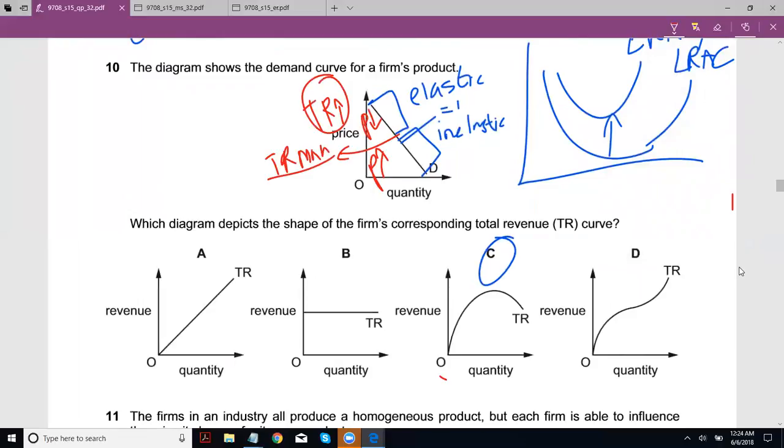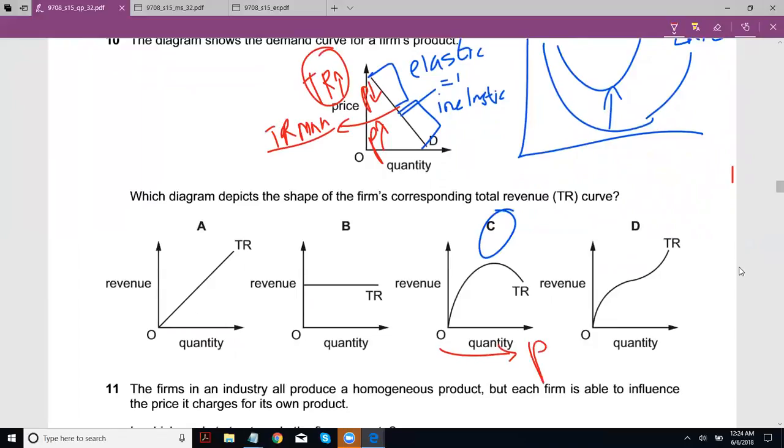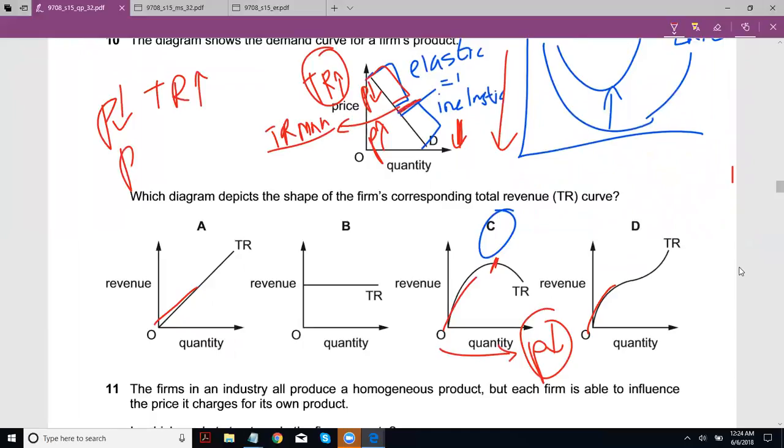So as you go from left to right, increasing quantity is kind of like decreasing price, because as you increase quantity, price falls. So what we're asking is what happens to total revenue as price falls. In the elastic region, a price fall would increase total revenue, so you need something like this, something like this. When you reach unity, it should be maximized, so you need something like this. And when you go to this area, a price fall in the inelastic region would just decrease total revenue. So that's what C shows you.